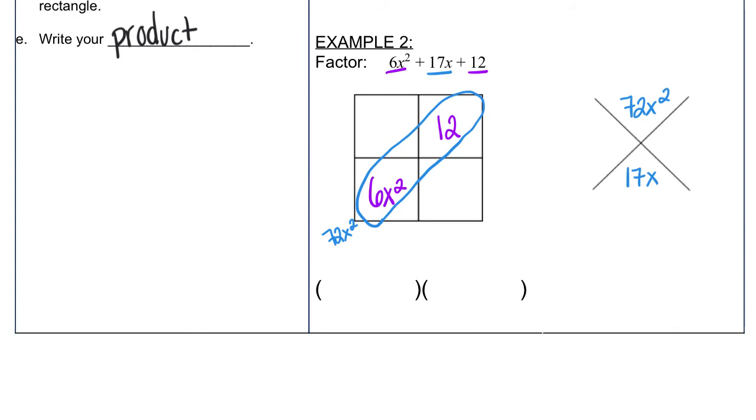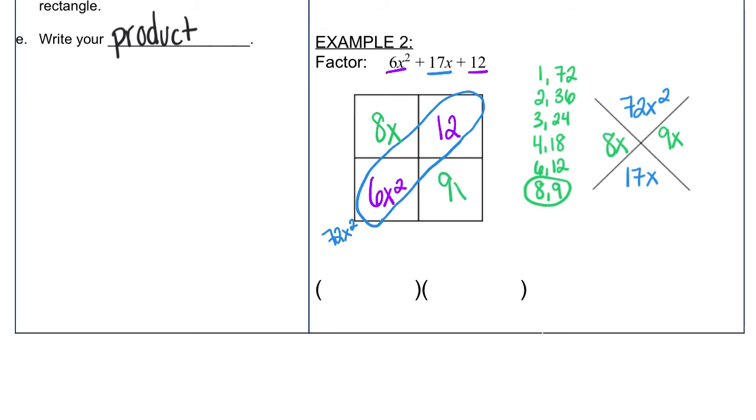The next step was to find the sides of my diamond problem. So I'm going to first list the ways to multiply to 72. The list in green shows the different ways to multiply to 72. Now I have to pick the combination that would add to 17x. And it is this last one, 8 and 9. So I'm going to fill in my diamond problem with 8x and 9x and put that into my generic rectangle. Remember, the 8x and 9x can go in either of those empty rectangles.